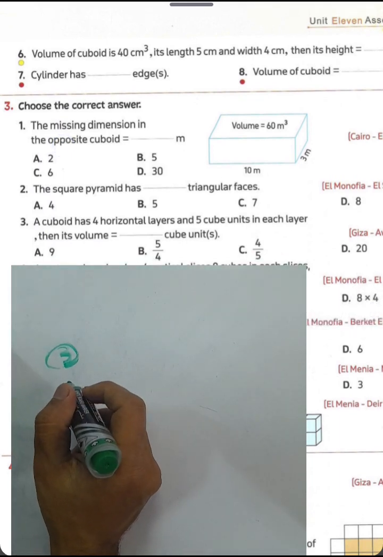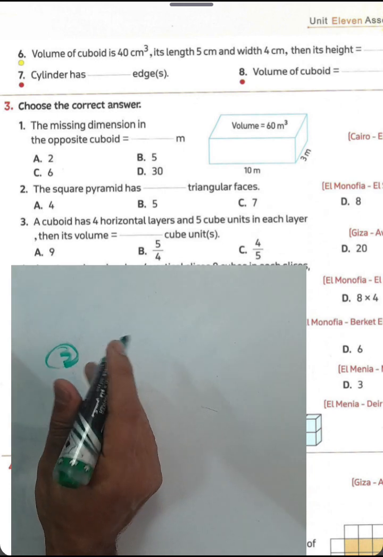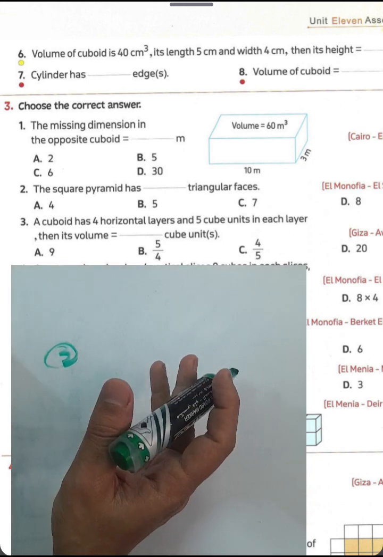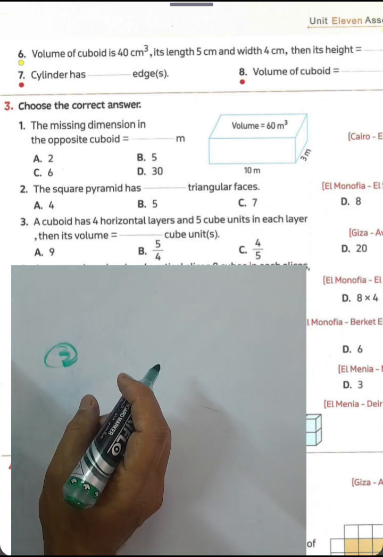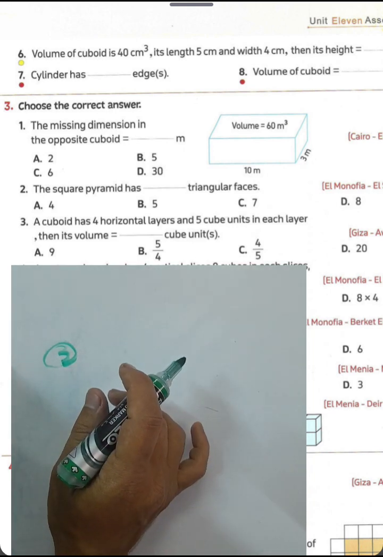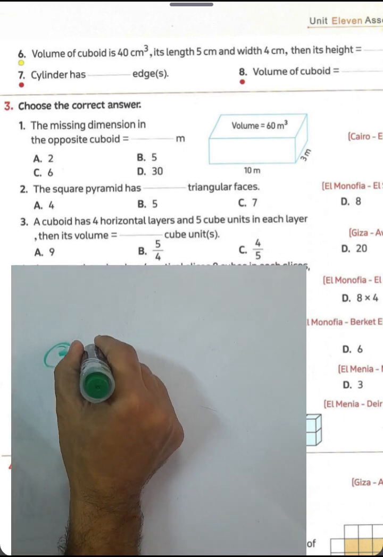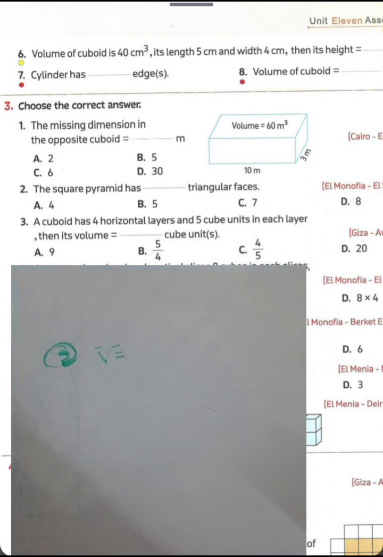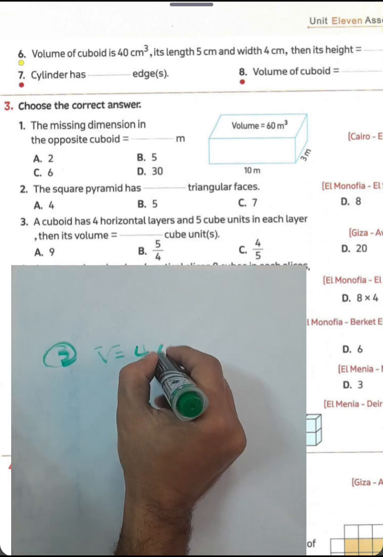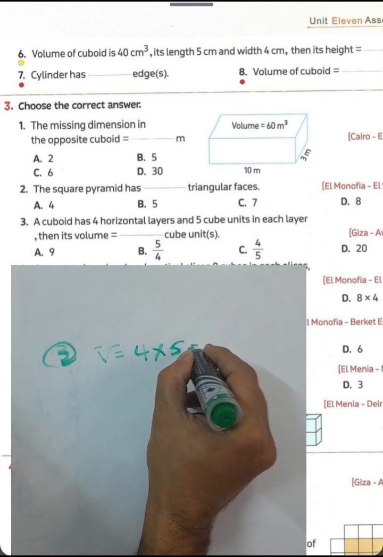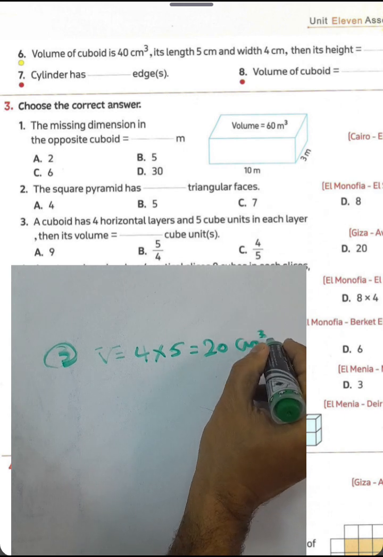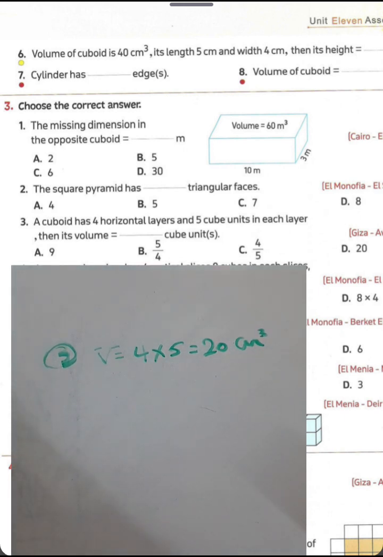A cuboid has 4 horizontal layers and 5 cube units in each layer. Then the volume is the number of horizontal layers times the number of cubes in each layer. How many horizontal layers? 4. We multiply 4 by 5, and the result will be 20 cubic centimeters. Choose letter D for question 3.